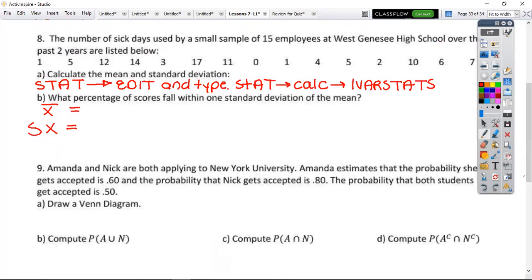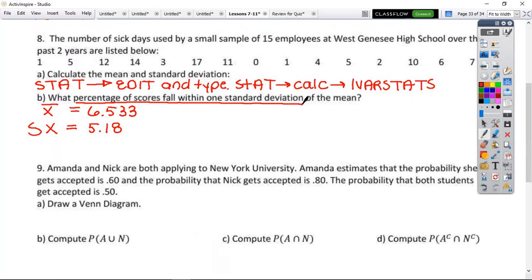And these answers came back as the mean would be 6.533. I know you guys can type that. I'm not really worried. And then your standard deviation is 5.18. And then continuing, what percentage of scores fall within 1 standard deviation of the mean?